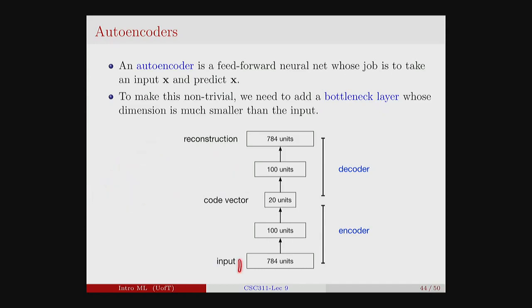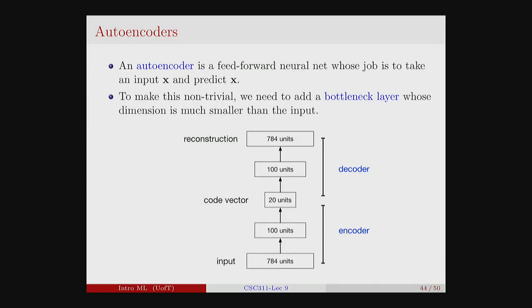So in the first layer, we have a 784-dimensional set of inputs that we multiply with a 784 by 100 dimensional weight matrix to get 100-dimensional hidden units, and then we apply a nonlinearity to get a hidden representation that has 100 dimensions. Then we multiply by another matrix that has 100 times 20 dimensionality to get the code vector for this input data point.